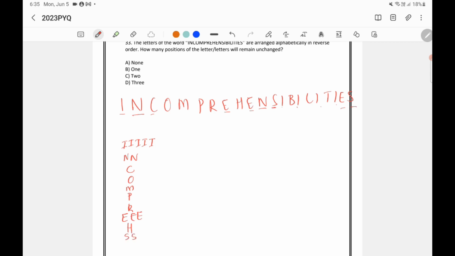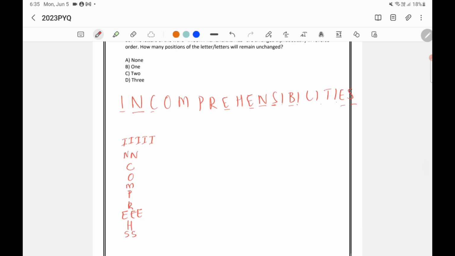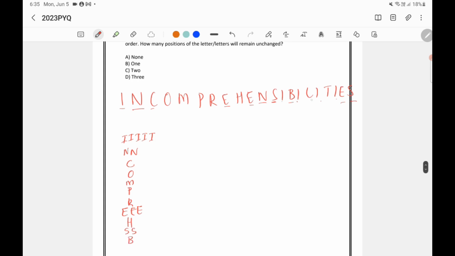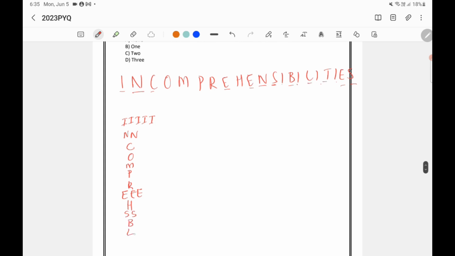Then I we have already taken. Then B is there. B will come only 1 time. Then L is there and T is there. All other letters we have written. So these are the different letters in this word.